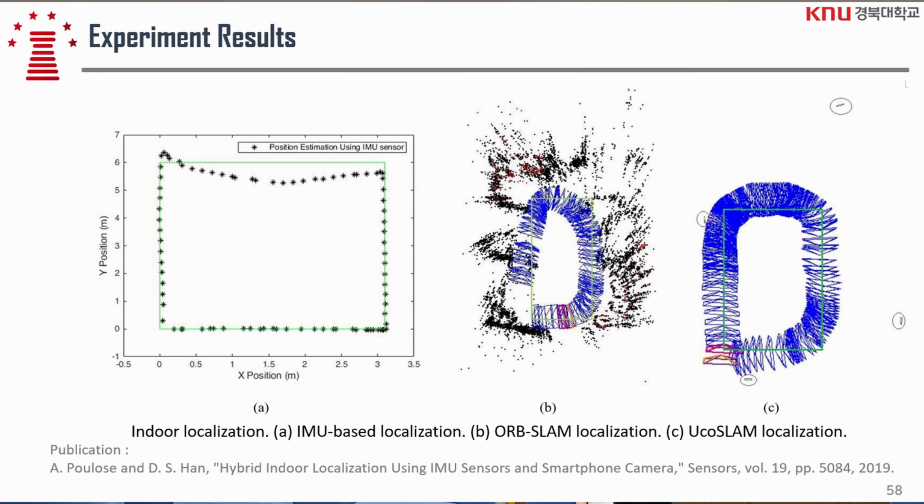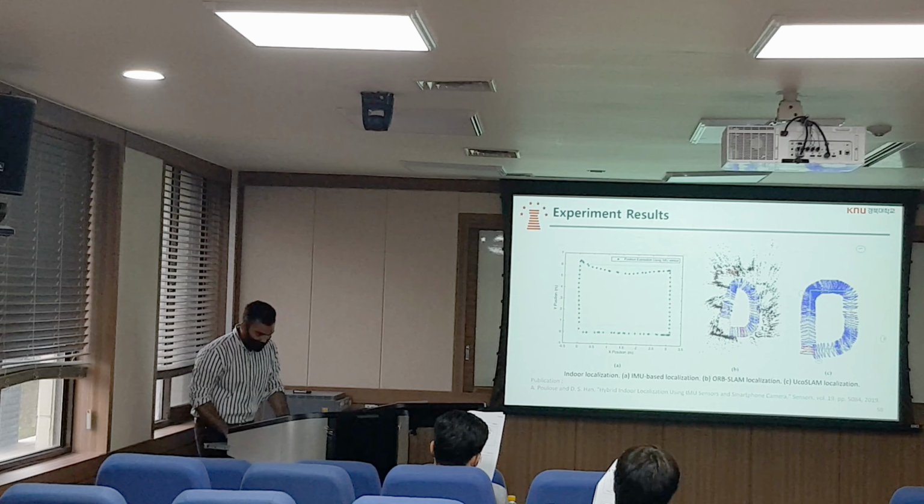Here is our position estimation using the IMU sensor, and for the camera-based system, we consider ORB SLAM localization and UcoSLAM localization. ORB is the most common and famous camera-based localization approach, and UcoSLAM is recent research. They use some ArUco markers in the experiment area. Here we mark the ArUco marker. Using these markers, we estimate the camera pose, so we can directly estimate the user position.